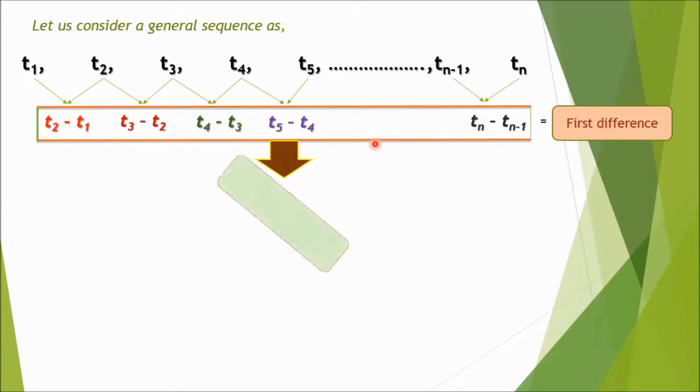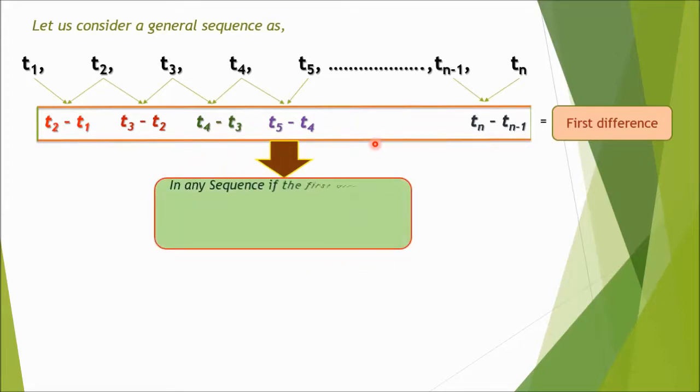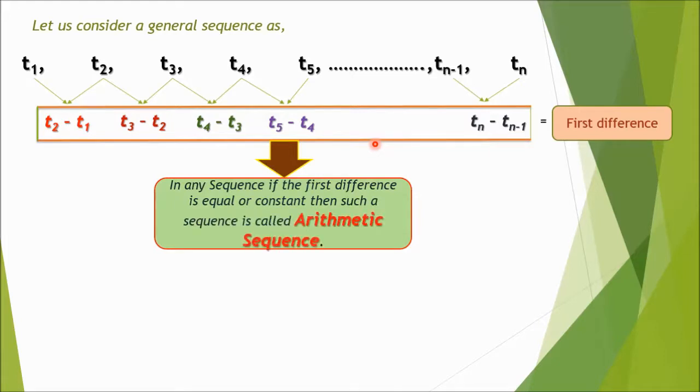Now, what does it mean? In any sequence, if the first difference is constant, meaning all these first differences, T2 minus T1, T3 minus T2, T4 minus T3, T5 minus T4, are equal or constant and represent a single constant value, then such a sequence is called an arithmetic sequence.